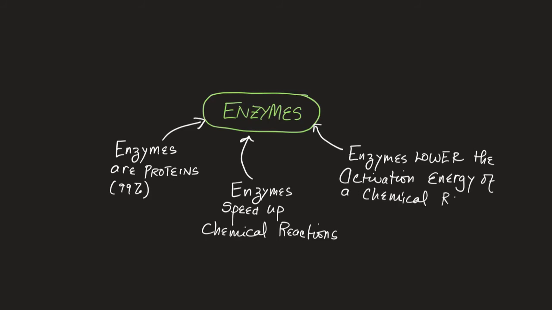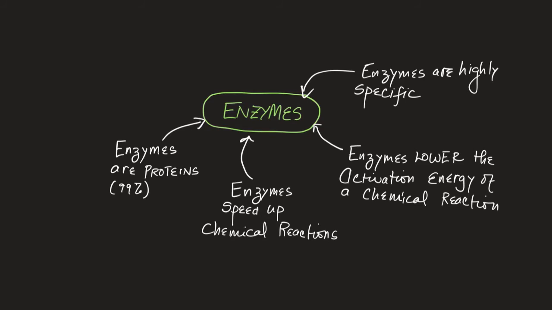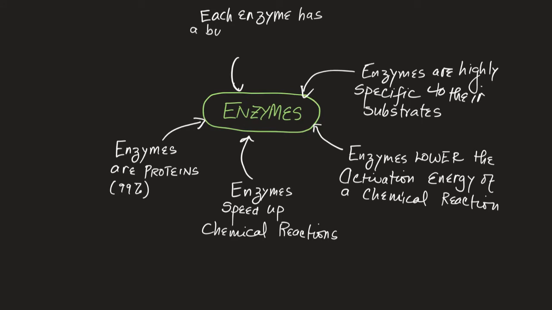An enzyme is highly specific to its substrate. So if you take lactase, for example, it is highly specific to the structure of lactose. So the enzyme and substrate actually fit into each other like a lock and key. And this is made possible because each enzyme has a business end. And this business end of the enzyme is called its active site. The shape of the active sites is highly specific.